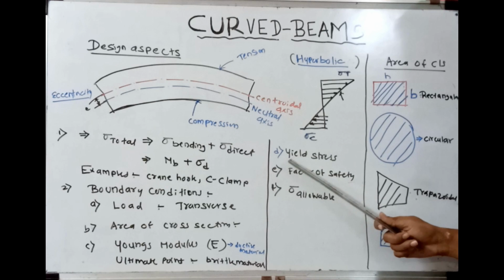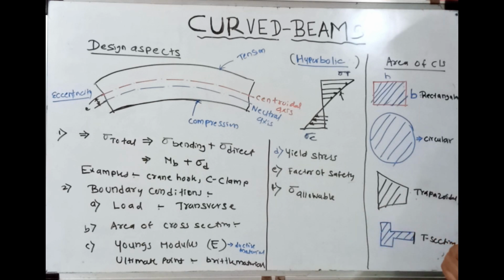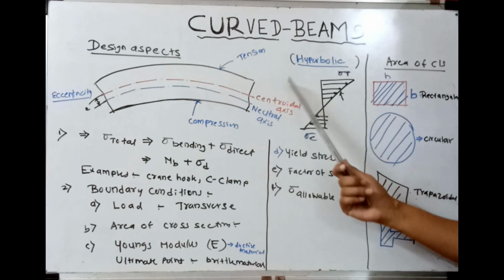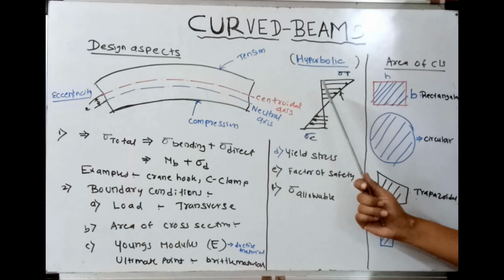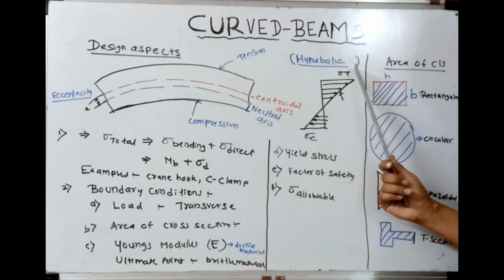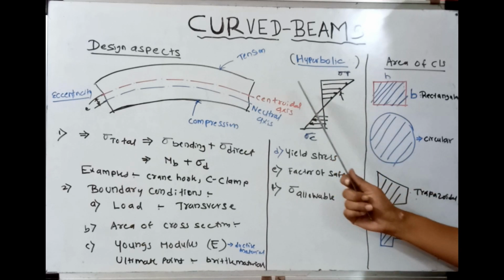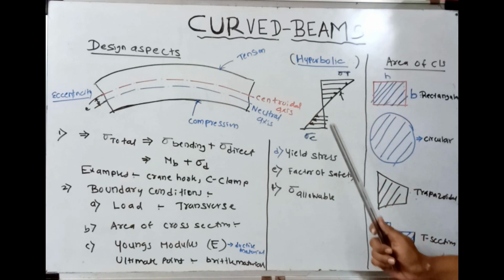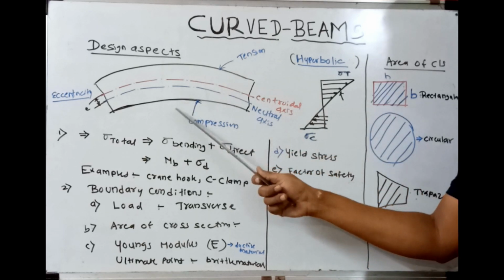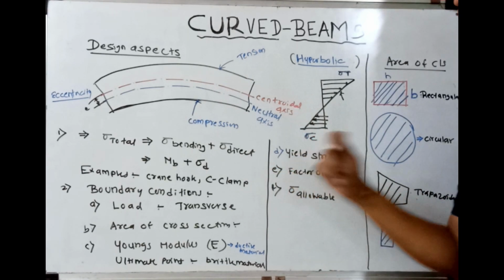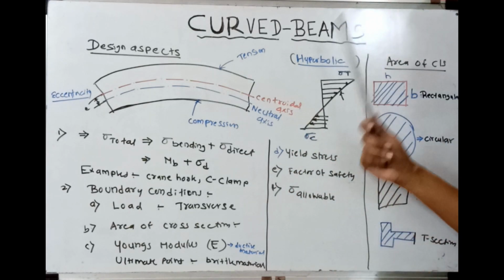The next design aspect you consider is the design stress. The next is the factor of safety, and the last is the allowable stress. When we draw the profile of the stress distribution, it is always hyperbolic in nature. We can see that in the variation of the stress, the inner fibers are subjected to compression and the outer fibers are subjected to tension.